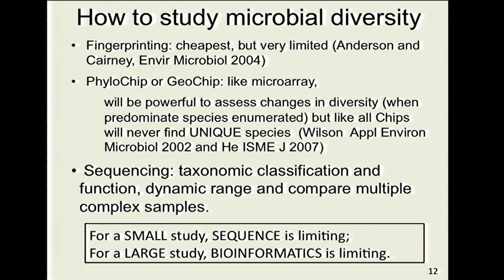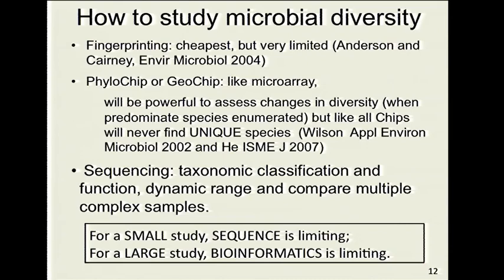The PhyloChip or the GeoChip are kind of like microarrays, where they have the different 16S sequences laid out on a slide. And you can use that to say, I have this much of Staph epidermidis, this much of Strep agalactiae, this much of Strep pyogenes. And I think this not only has a role right now, but it has a continuing role in that the analysis of these types of microarrays is often much easier than using sequence analysis.